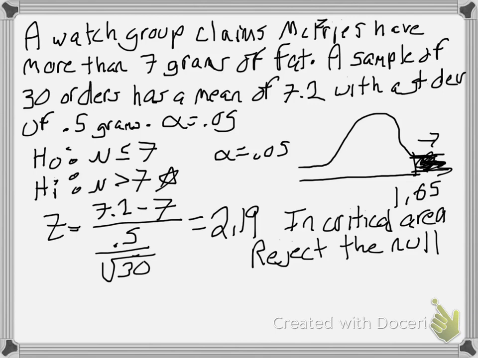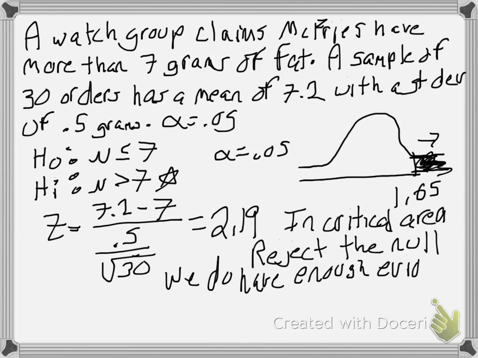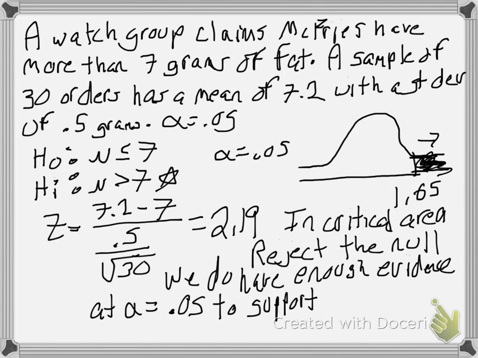Now, step number 5 is to summarize, and some students sometimes have problems with the summary. It's really not as bad as you think it is. Basically, this is how it starts. We start by saying we either do or we do not have enough evidence. In this case, since we rejected the null, we do have enough evidence at alpha equals 0.05, because you always have to tell me what alpha was, to support a significant difference.